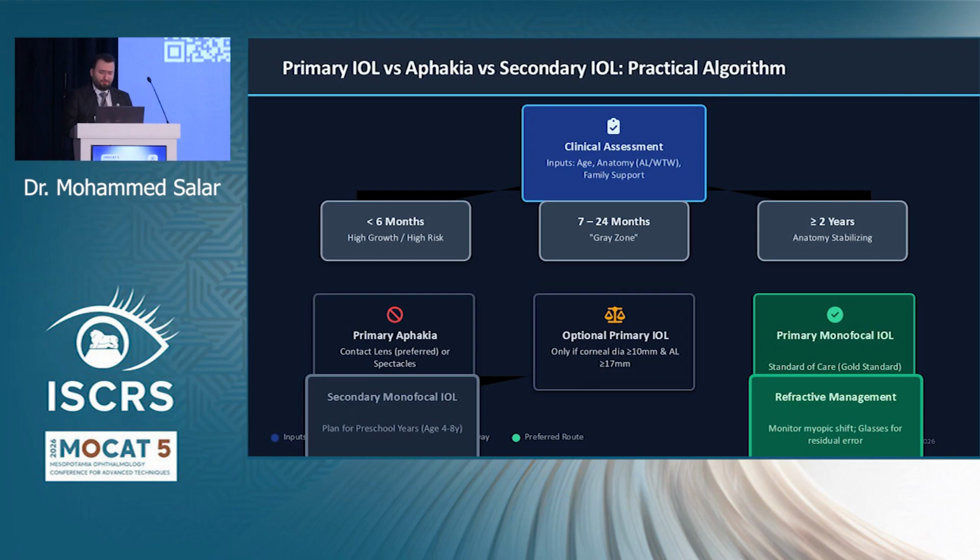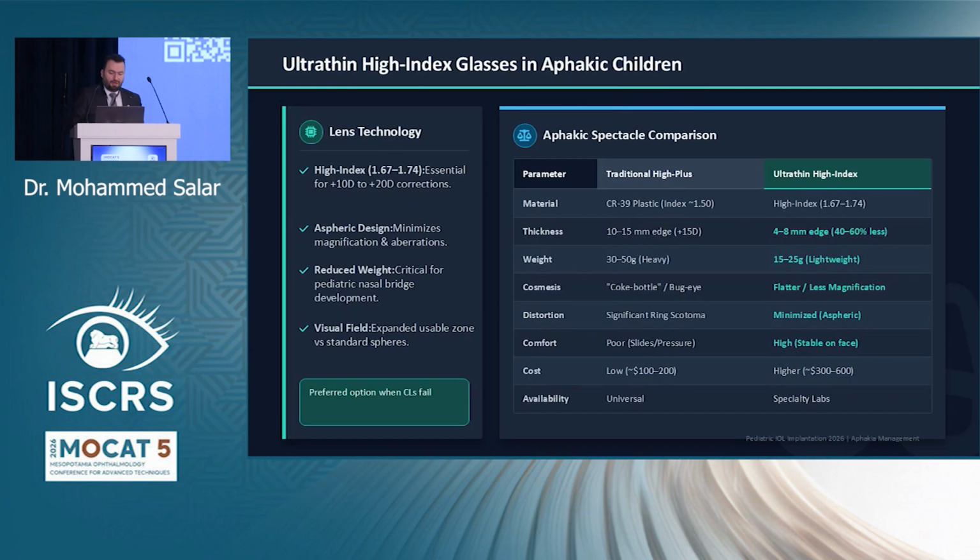This is the algorithm for the first 5 years. As we said, below 6 months, we strictly advise aphakia with glasses correction. Above 2 years, primary monofocal IOL is the standard of care, the gold standard. Between them, from 7 to 24 months, is the gray zone. We keep the patient aphakic, and we have strict indications for IOL implantation.